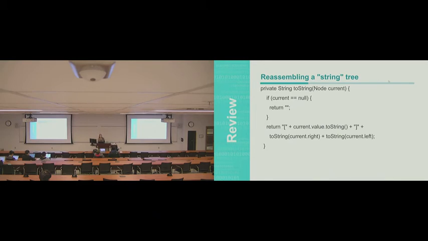As we saw before, we have the current value toString, and then we call toString on the right and toString on the left. So this is what's known as pre-order, where you do something, in this case getting the value of the string, and then visit one subtree and then the other. So this is right to left because we're visiting the right subtree first and then the left.